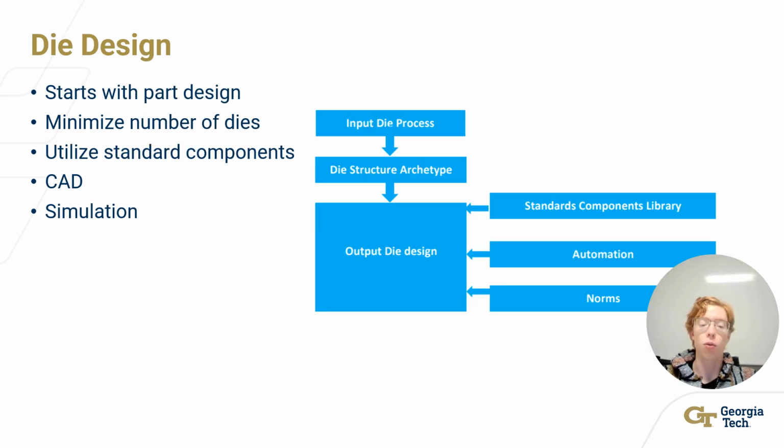Die design starts with part design. Parts should be designed with manufacturing in mind. A major goal should be to minimize the number of dies needed to produce the part by using progressive or transfer dies when needed. A die should utilize standard components as much as possible. Computer-aided design and simulation are very useful in die design because they allow for quicker and more accurate design.